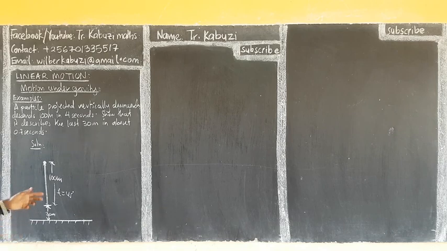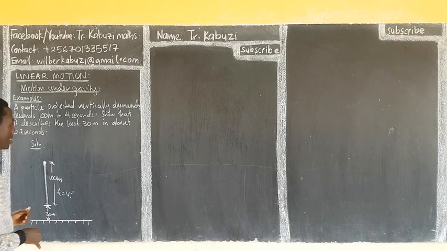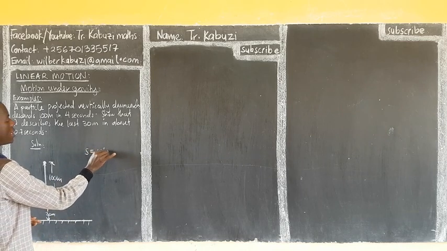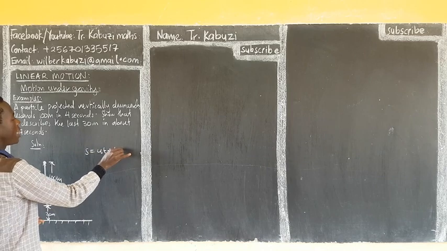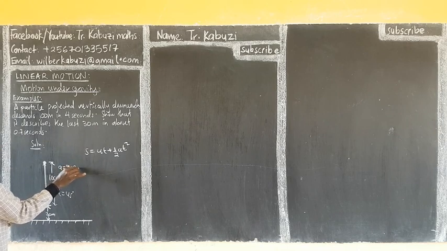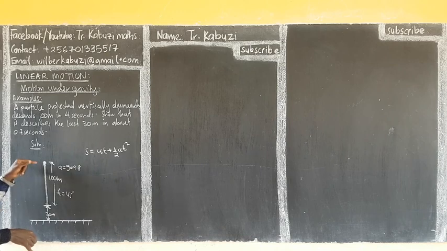First of all, I need to know the initial velocity of this body at which it's falling. From there, I can easily say I have the distance, I have the time, and I have the acceleration. Now it's falling down, so I'm using s equals ut plus a half a t squared. The acceleration is going to be g, which is 9.8. It's positive because the body is falling from the start.